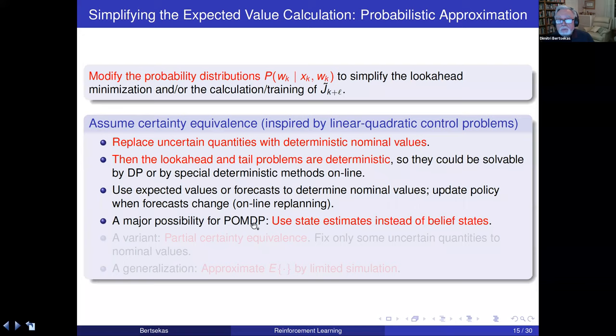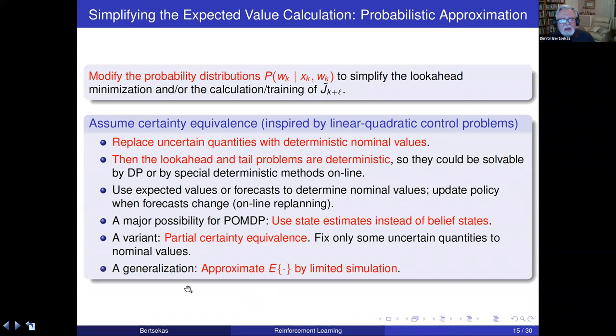Here's another major possibility. I talked about POMDP last time, which involves belief states. The optimal policy here, or approximations thereof, are functions of the belief states. However, we may be able to replace the belief states with state estimates as an approximation. And that makes our policies be functions of state estimates rather than belief states. That can simplify the computations a lot. There's a variation of certainty equivalence, which I'll call partial certainty equivalence, where you fix only some of the uncertain quantities to nominal values, and you treat the rest as stochastic. So this again makes the calculation of expected values simpler.